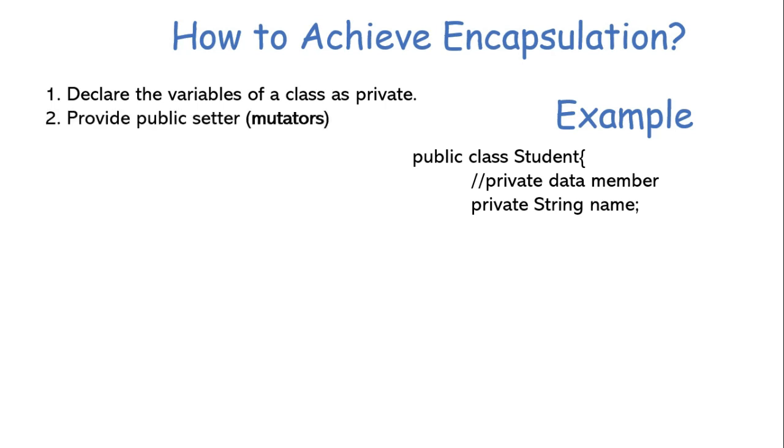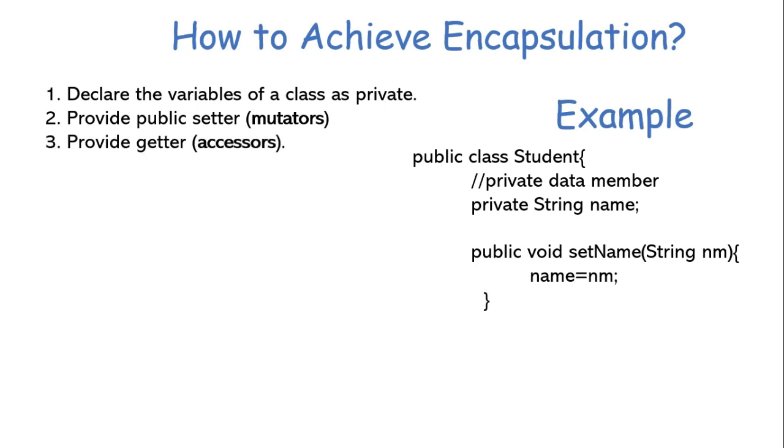Next, you have to provide a public setter method, or another name for this is mutator. Here is what the method looks like. The name of the method is setName and it has one formal variable here. Since the purpose of this is to set the value of the variable, we can assign the parameter to the instance variable name here.